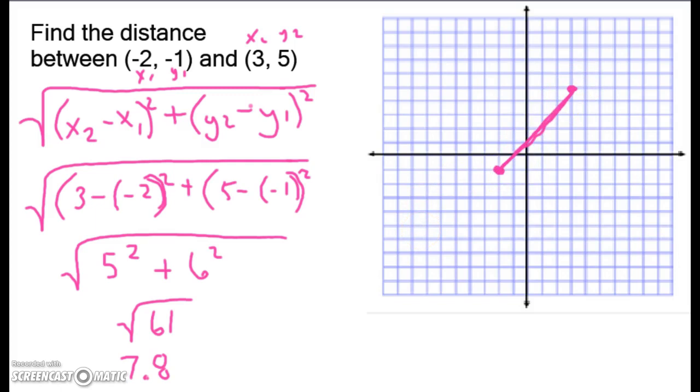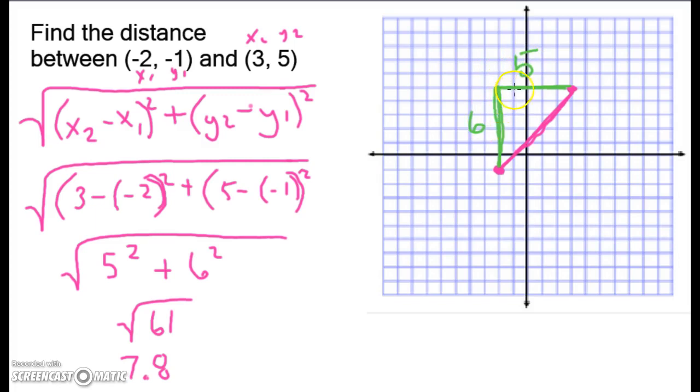So let me get a different color here, even different than that. Here we go. All right, so if I go straight up and straight across, now all of a sudden I have a right triangle. All right, this side of my right triangle is 1, 2, 3, 4, 5 units long, so I'm going to put a 5 there. And this side of my right triangle is 1, 2, 3, 4, 5, 6 units long.